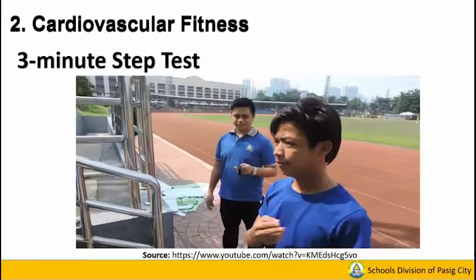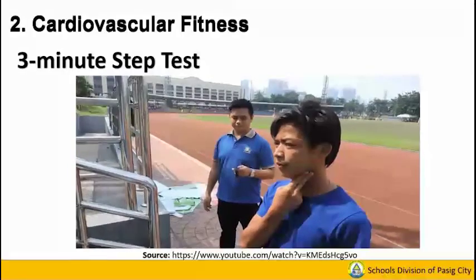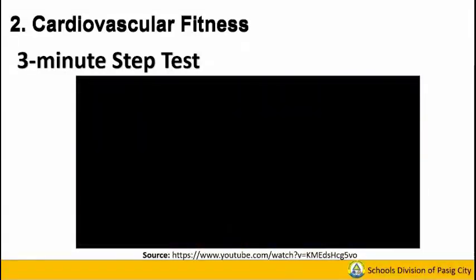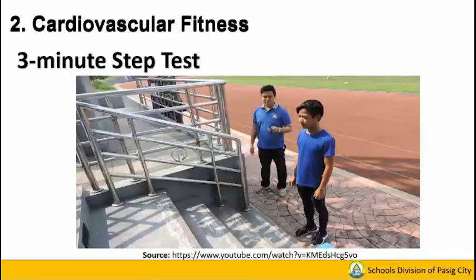Don't talk while taking the pulse beat. Count the pulse beat for 10 seconds. Multiply it by 6. For the partner, as the student assumes the position in front of the step, signal ready and go. Start the stopwatch for the 3-minute step test.